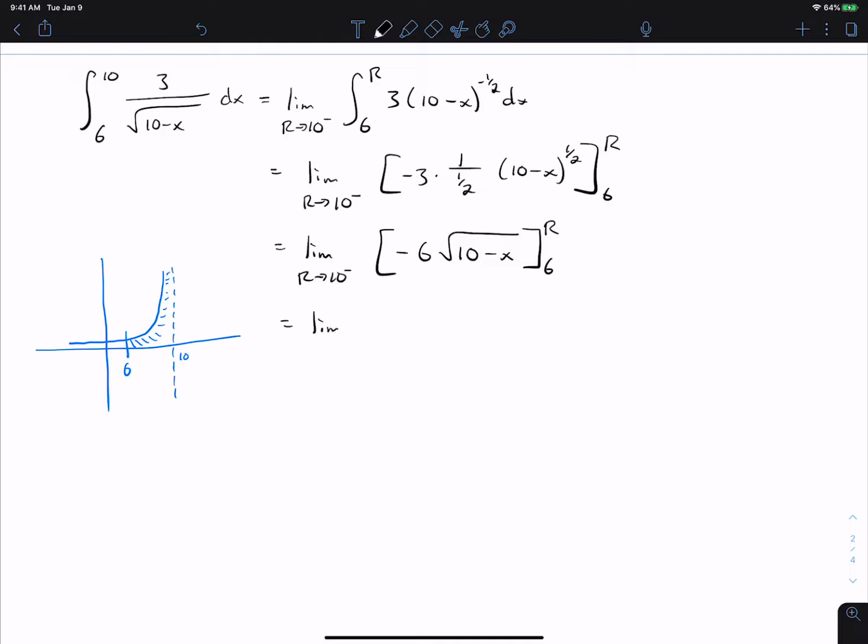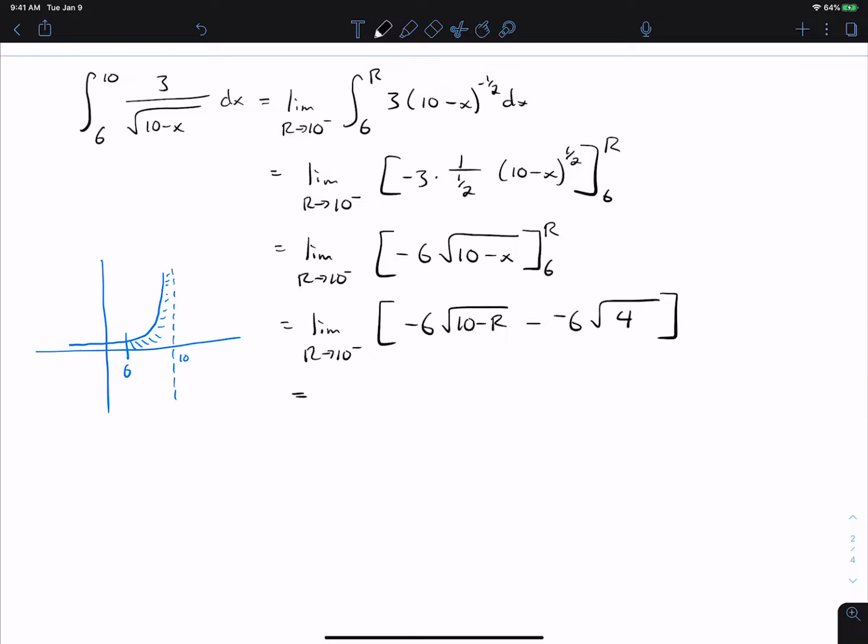And now we've got the limit as r approaches 10 from the left of negative 6 square root 10 minus r minus negative 6 square root of 4, because it's 10 minus 6. Now, as r approaches 10 from the left, 10 minus r approaches 0. The square root of 0 is 0, and 0 times negative 6 is 0. So we get 0 plus 6 square root of 4. Square root of 4 is 2, and 6 times 2 is 12. So we say that the integral converges to 12 this time.